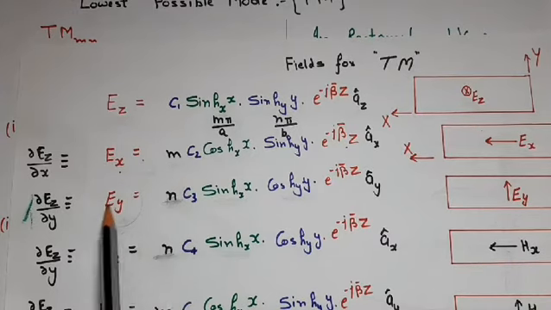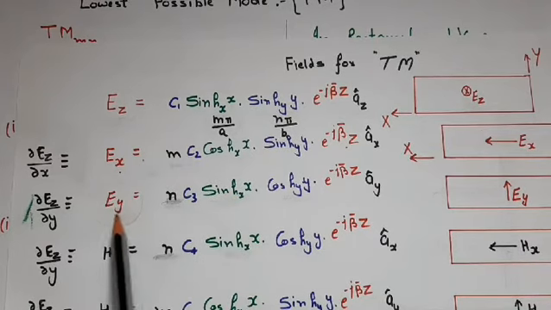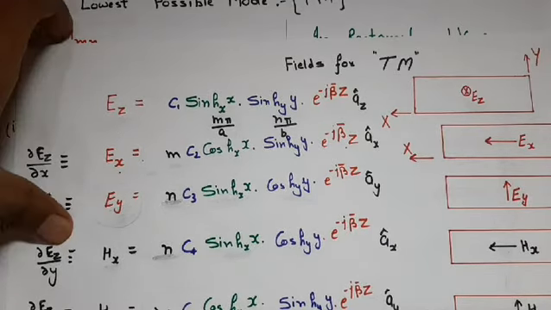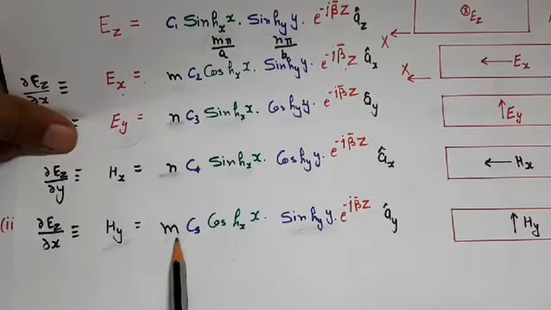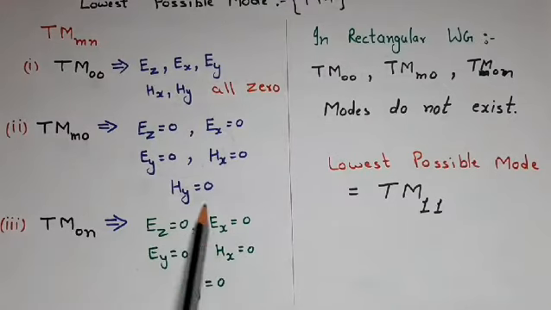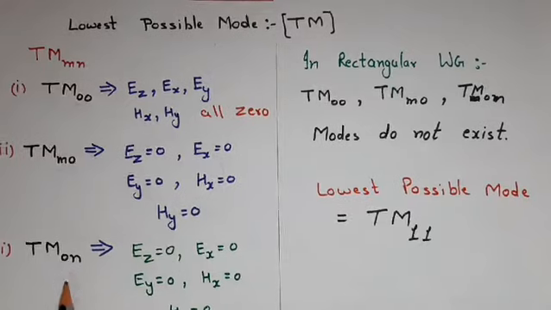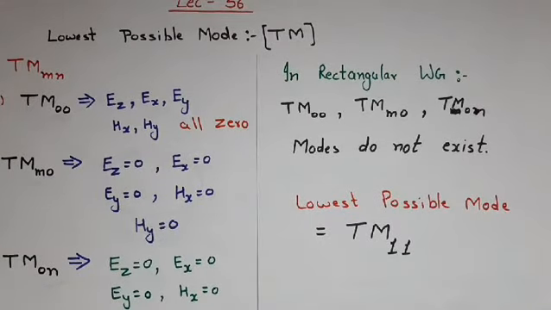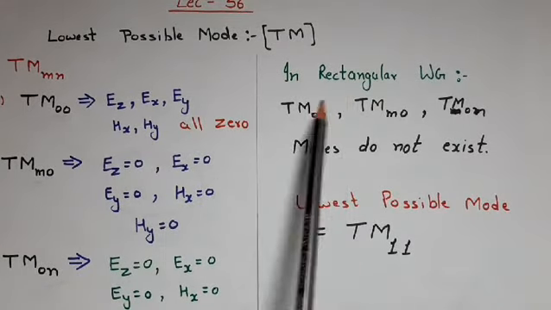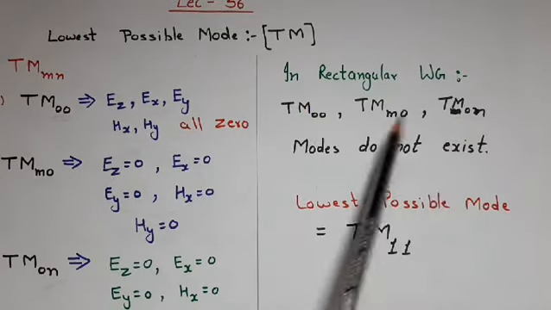If we observe Ey, then it has a sine function for x, and m is 0, that's why Ey becomes 0. If we observe Hx, it is sine for x, and m is 0, that's why it becomes 0. If we observe Hy, it has multiplication with m, and m is 0, that's why Hy becomes 0. So for TM0n also, all fields vanish, and that's why the TM0n mode also does not exist in a rectangular waveguide. Finally, we can conclude that for a rectangular waveguide, TM00, TMm0 and TM0n do not exist.